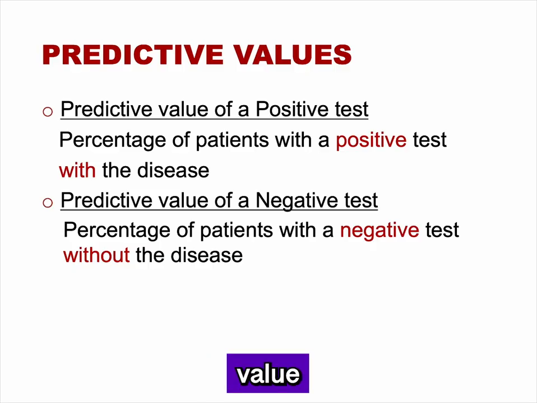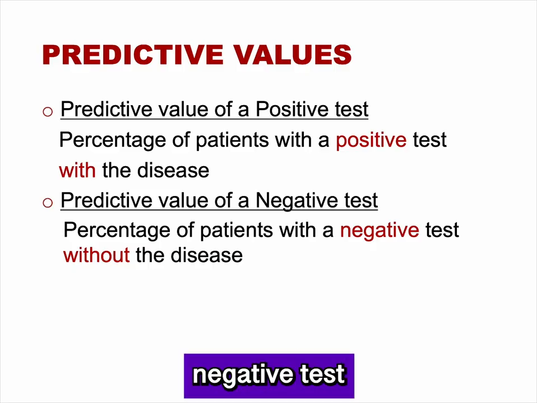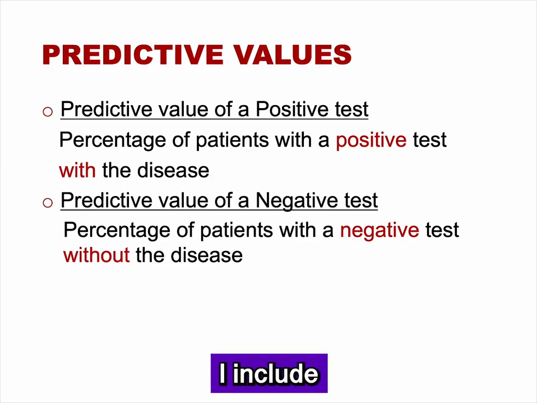I have reviewed predictive value of a positive test and predictive value of a negative test in detail in a separate M.E.S. Mini. I include them here only for comparison to likelihood ratios. I prefer the term predictive value of a positive test rather than positive predictive value because it reminds me that a positive test is in the denominator. Predictive value of a positive test is the percentage of patients with a positive test with the disease. Similarly, I prefer the term predictive value of a negative test rather than negative predictive value because it reminds me that a negative test is in the denominator. Predictive value of a negative test is the percentage of patients with a negative test without the disease.